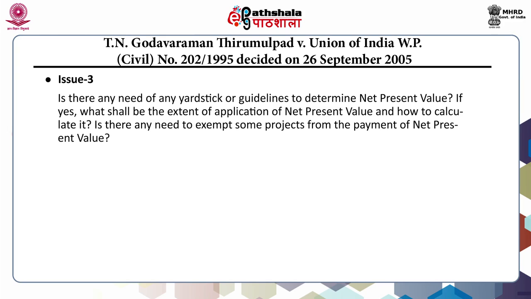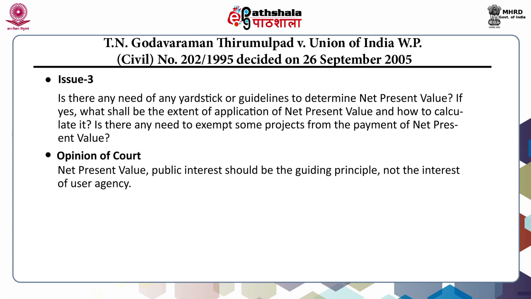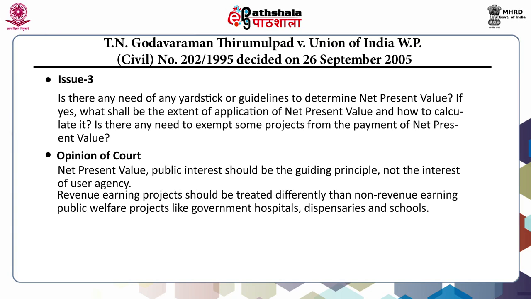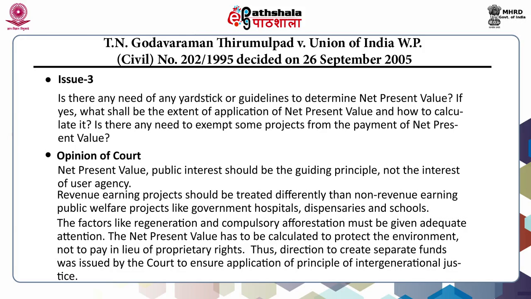The court also explained that the net present value should be calculated on the basis of public interest. Public interest should be the guiding principle. It is not the interest of the user agency. So revenue earning projects should be treated differently than non-revenue earning public welfare projects like government hospitals, dispensaries, and schools. The factors like regeneration and compulsory afforestation must be given adequate consideration while determining the net present value.